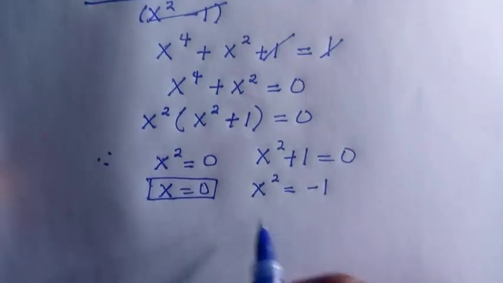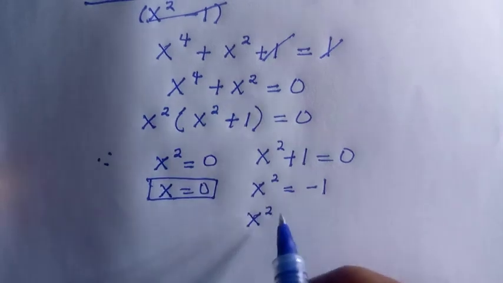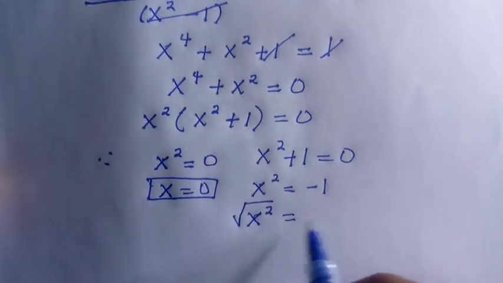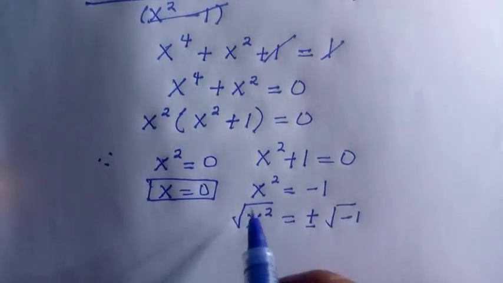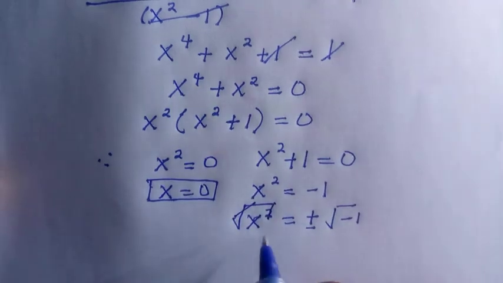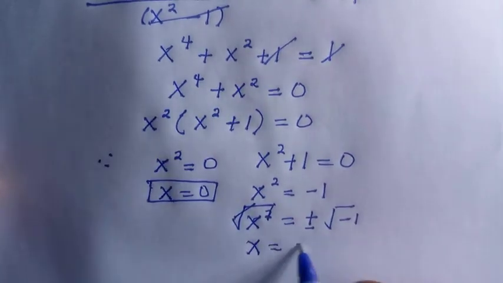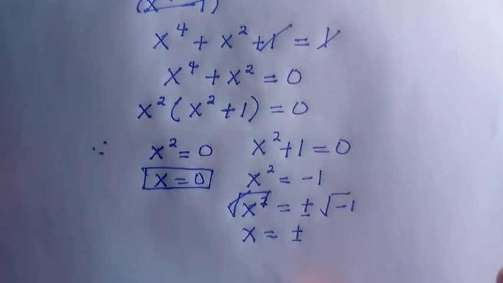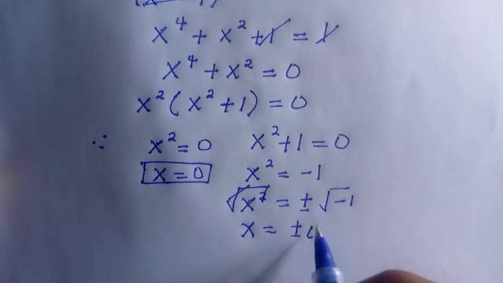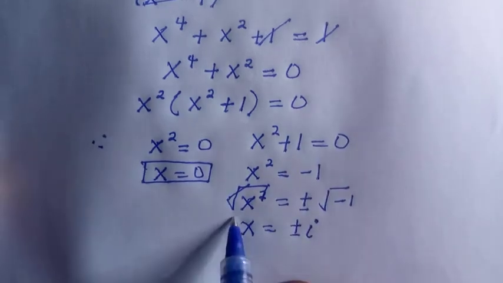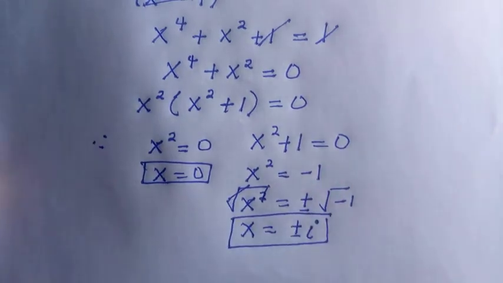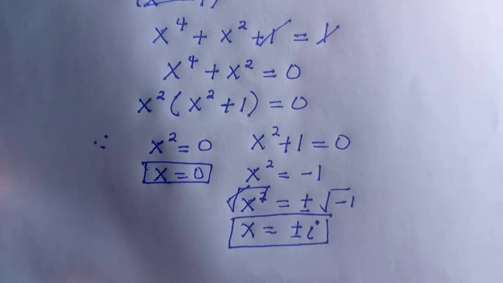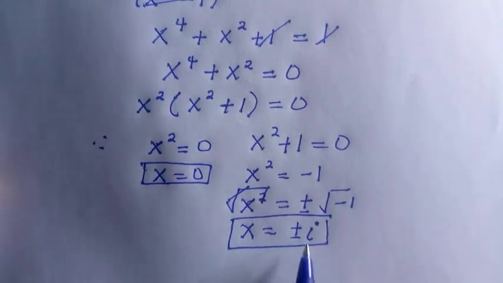Then we take the square root of both sides, so we have x equals plus or minus the square root of minus 1. But the square root of minus 1 gives iota. Therefore x equals plus or minus i is what we have for the other two solutions. Which means the highest power of x we have here is 8, but we only get 2 solutions.